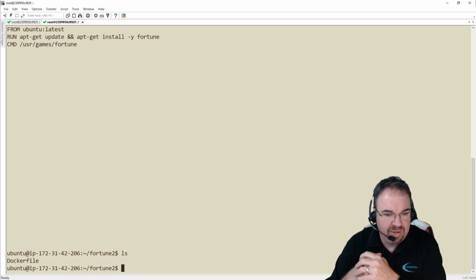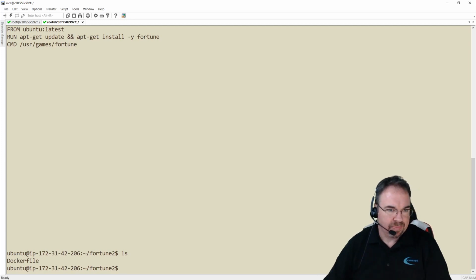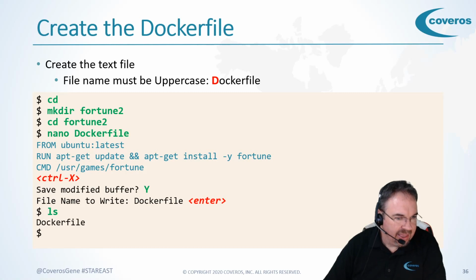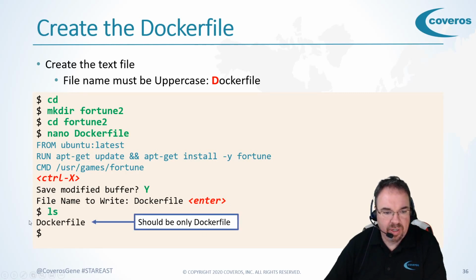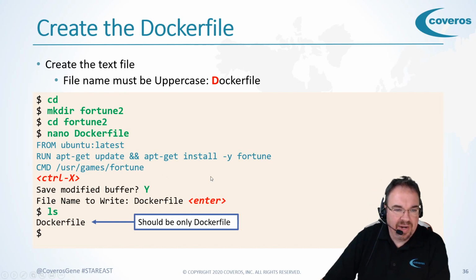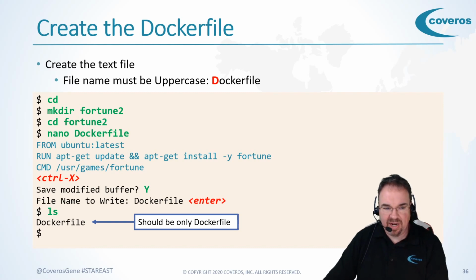This is really, really important: in my Fortune 2 directory, a Dockerfile with a capital D. If you find that there are other files there, for instance, the Fortune 2 directory is already there, all it means is you skip the step to cd into Fortune 2. You can use a move command, or you can redo these commands to get into that directory, because we're going to need to be in that Fortune 2 directory with nothing but the Dockerfile in there to run our next command.